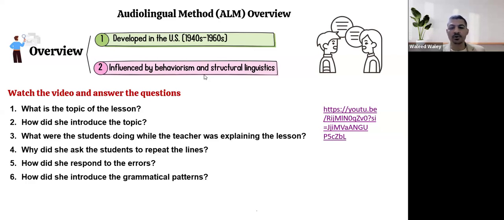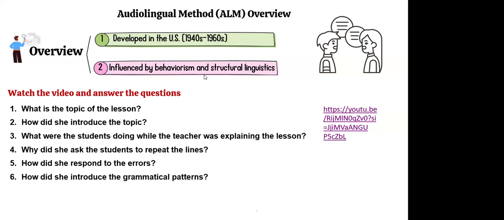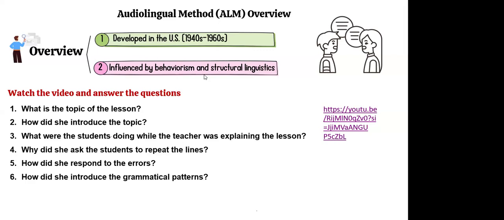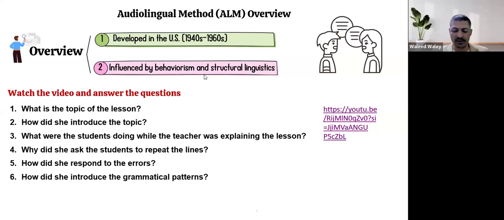How did she respond to the errors? Did she neglect the errors or not? No, she gave correction. Correction by repetition. Direct correction on the spot. How did she correct them? By repeating it, by saying it. Immediate repetition, yes. Exactly. So now we are seeing the principles of this method.